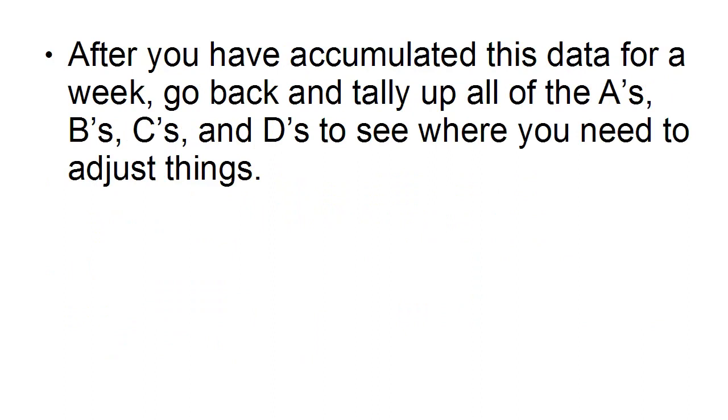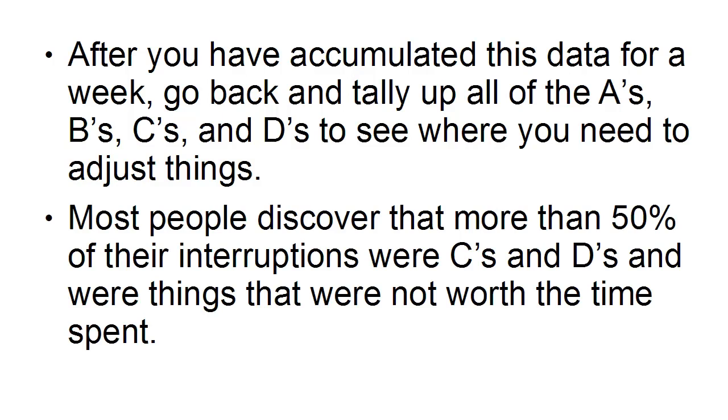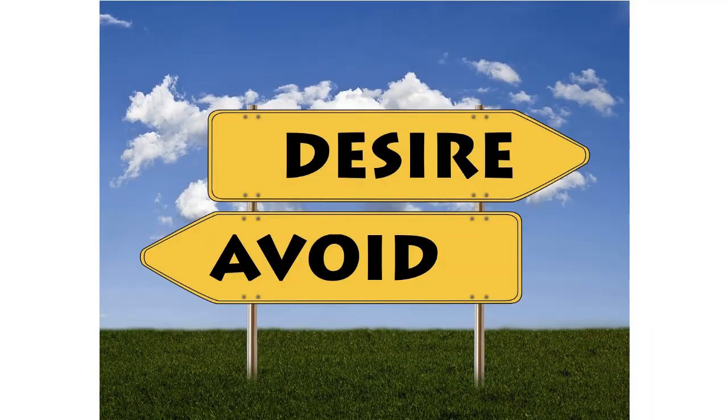If you have accumulated this data for a week, go back and tally up all of the A's, B's, C's, and D's to see where you need to adjust things. Now, most people will discover that more than 50% of their interruptions were C's and D's and were things that were not worth the time spent. After this, you want to analyze each C and D interruption and determine how they could have been avoided. Then you want to take proactive steps to ensure that they will not be repeated in the future. And do this especially for the repetitive interruptions, particularly things like sales calls.